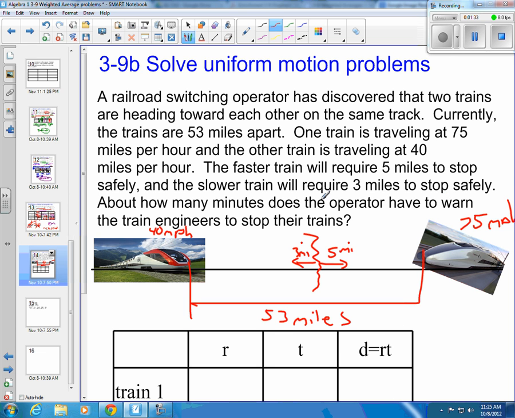About how many minutes does the operator have to warn the train engineers to stop their trains, to start that braking process? Okay, well, we know that in total we're 53 miles apart, and if we take out these 8 miles, the 3 miles plus the 5 miles, so 53 minus 8, that would be 45. So we've got 45 miles of warning time total, right?